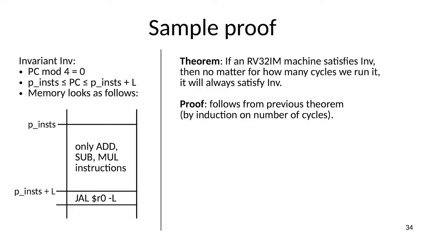And similarly for the other cases, and then using this theorem, we can prove another one, which says that if a RISC-V machine satisfies this invariant, then no matter for how many steps we're running it, it will always satisfy this invariant. Now, this is just a sample proof, and that does not appear as such in our stack.